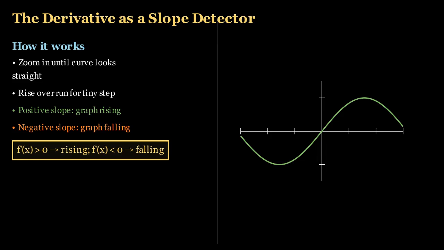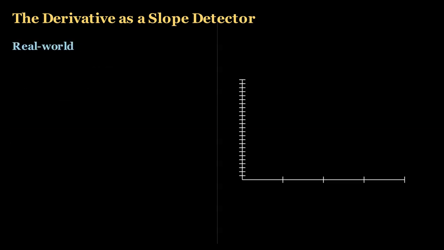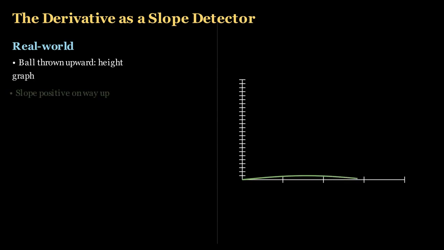Let's see this in action. Picture a ball thrown straight up. Its height over time makes an upside-down U shape. On the way up, the graph is rising, so the derivative, the slope, is positive. At the very top, for a split second, the ball hangs motionless, the graph peaks, and the slope is exactly zero. Then on the way down, the graph falls, so the slope is negative.